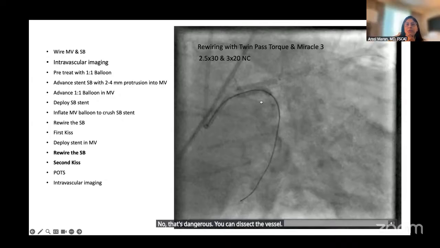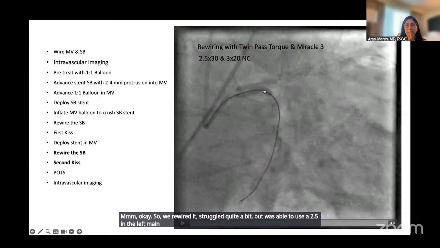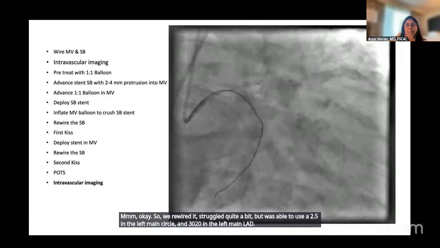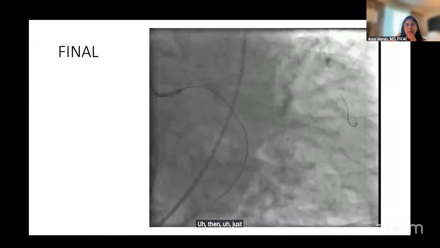Okay. So we rewired it, struggled quite a bit, but was able to use a 2.5 in the left main circumflex and a 3.0 in the left main LAD. Then just kind of re-IVUS it and re-POT it.